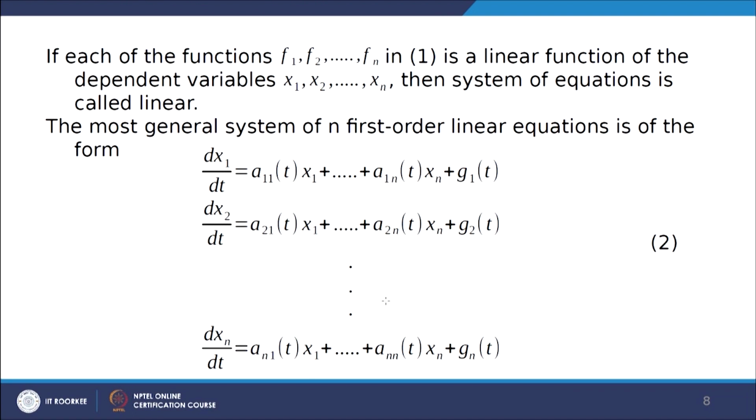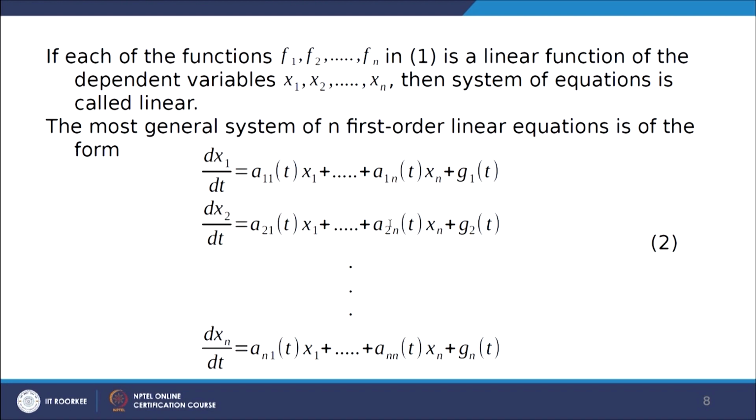So, this is the most general system of n first order linear equations, a linear system. You can see the functions f1, f2, fn, these are functions of t, x1, x2, xn. This is f1(t, x1, x2, xn), this is f2(t, x1, x2, xn), and this is fn(t, x1, x2, xn). In all these functions, x1, x2 and so on xn occur in the first degree and separately. So, it is a linear system.